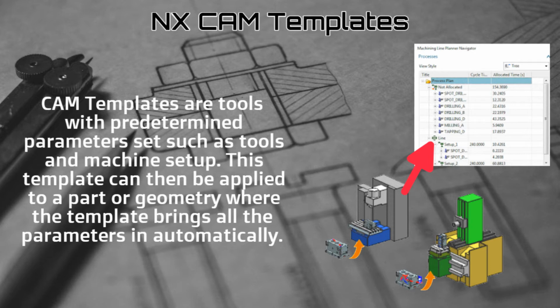A CAM template is a way to either create geometry in a model or set up a model for a CAM operation. A CAM template is just a set of predetermined parameters, and this can be for either a tool or an exact setup. The tool could have the tool dimensions and the speeds and feeds needed for that exact tool. In this example, we're going to go through making a tapping template.